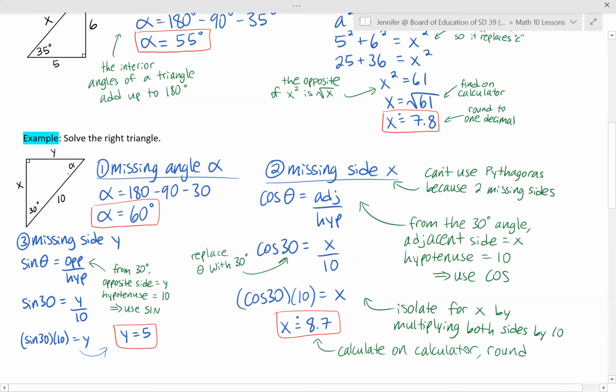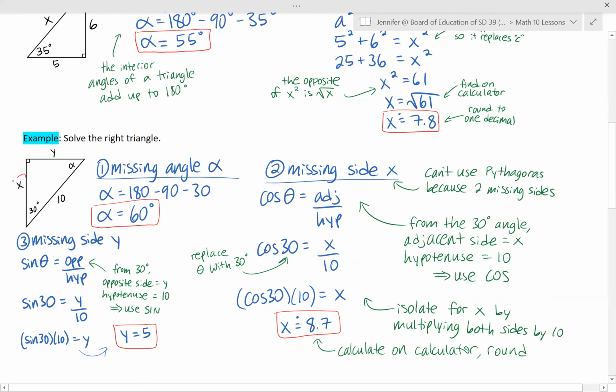We have alpha here, and we can solve this using the same way we solved above. 180 minus 90 minus the angle that we're given gives us our missing angle, which happens to be 60. So that's done. We have a bit more information. Next, we need to find those two side lengths. It doesn't really matter which one you start with. I'll just start with x.